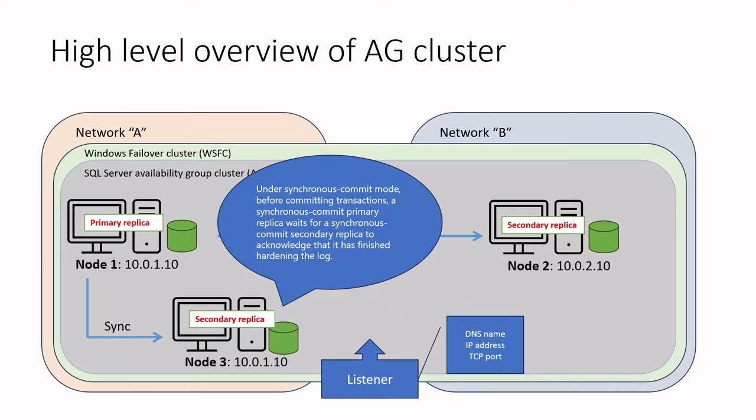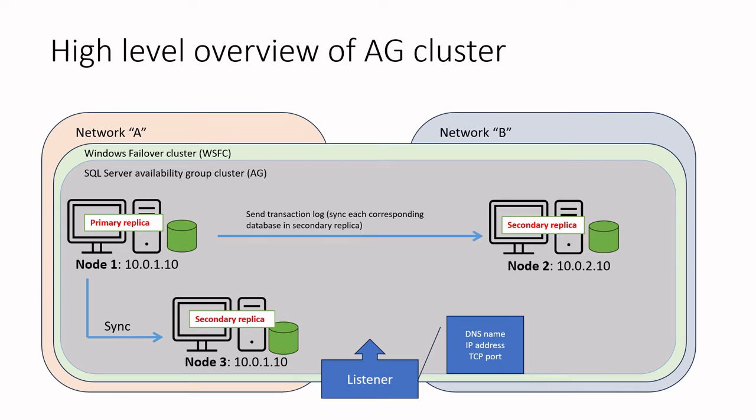Next, let's switch to synchronous-commit mode. Synchronous-commit mode, on the other hand, waits for the synchronous-commit secondary replica to acknowledge that it has finished flushing the log to disk. For example, if we set node 3 as a synchronous replica, every time the primary replica waits for node 3 to commit transaction logs to disk before reporting back to the client about the success of the transaction commit.